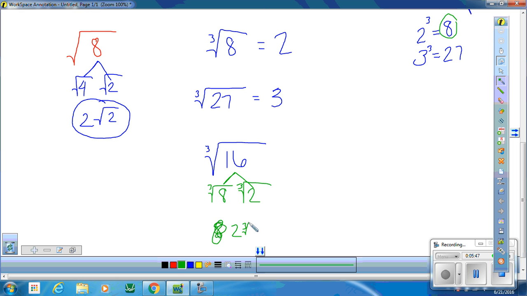Please notice that every time I have to write this 3, this index is important. If that index isn't there, it's a square root. This is square root of 8. This is cube root of 8. If that 3 is not there, that's a very different answer. You know, this one was 2 square roots of 2. This one was just 2. That 3 has to be there. You want to be very careful and make sure you don't write it big. That is different than that. You have to be very careful with your placement.